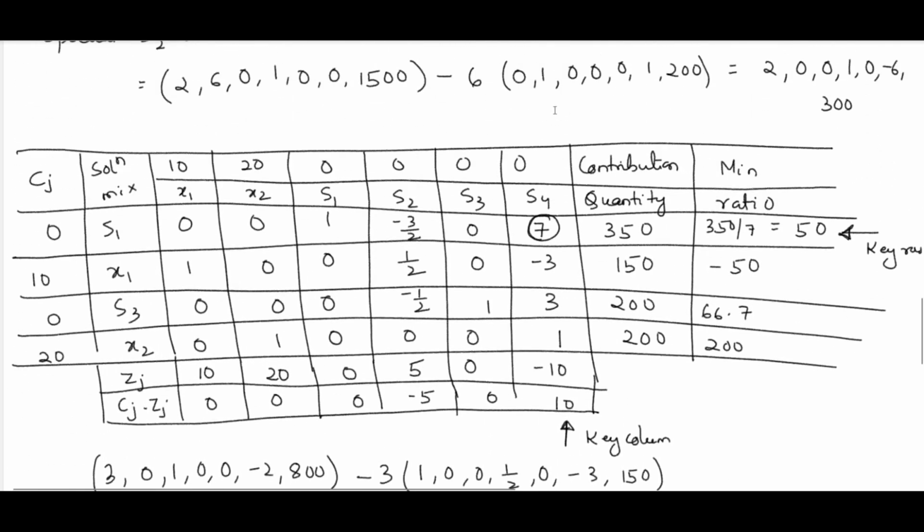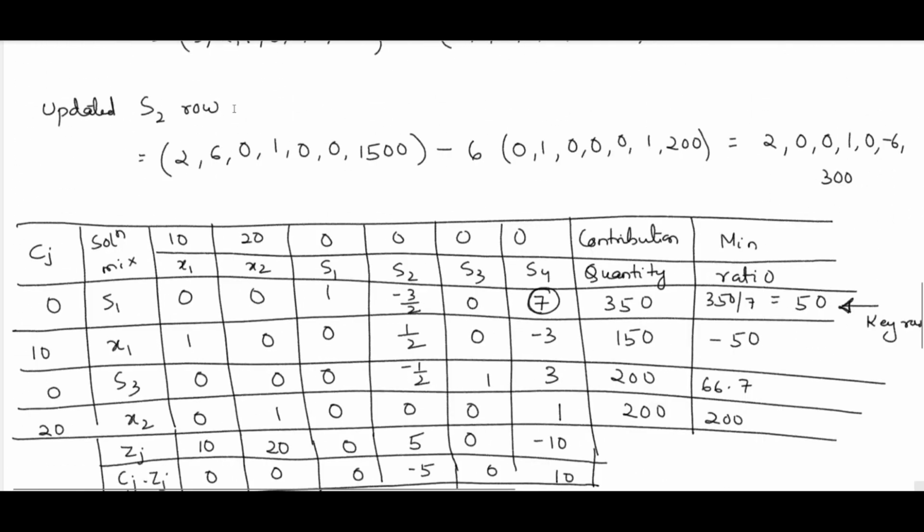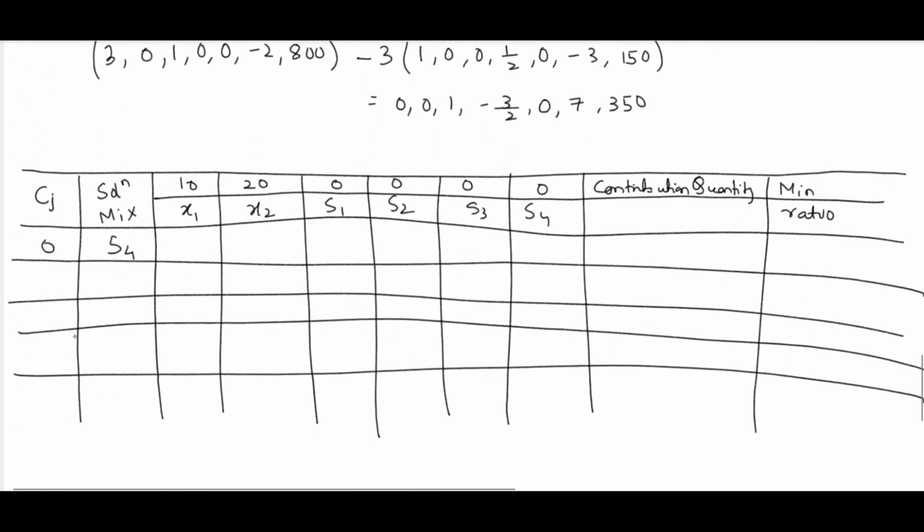Then, same process, divide each element of this row by 7: 0 by 7, 0 by 7, 1 by 7, minus 3 by 2, 7, 0 by 7, 7 by 7, and 350 by 7. If you do it likewise, same rule followed. So it is 0, 0, 1 by 7, minus 3 by 14, 0, 1, contribution quantity 50. And similarly, the same rule we have to follow for all.